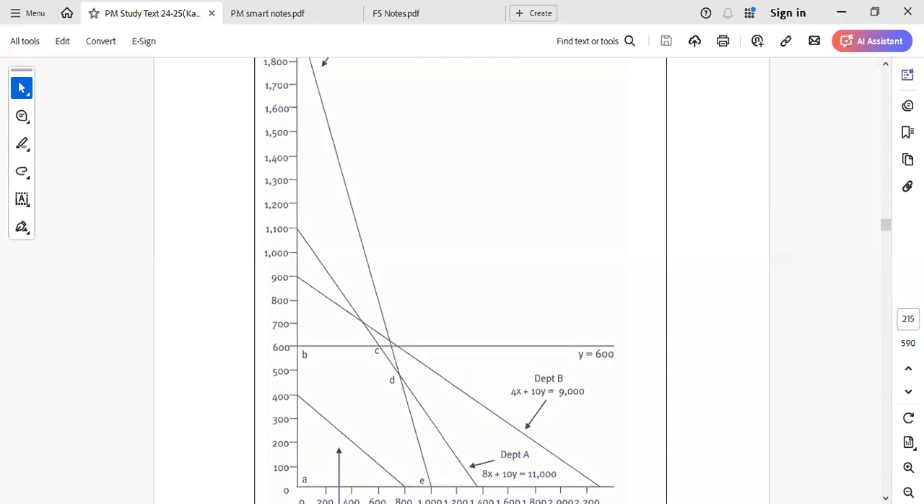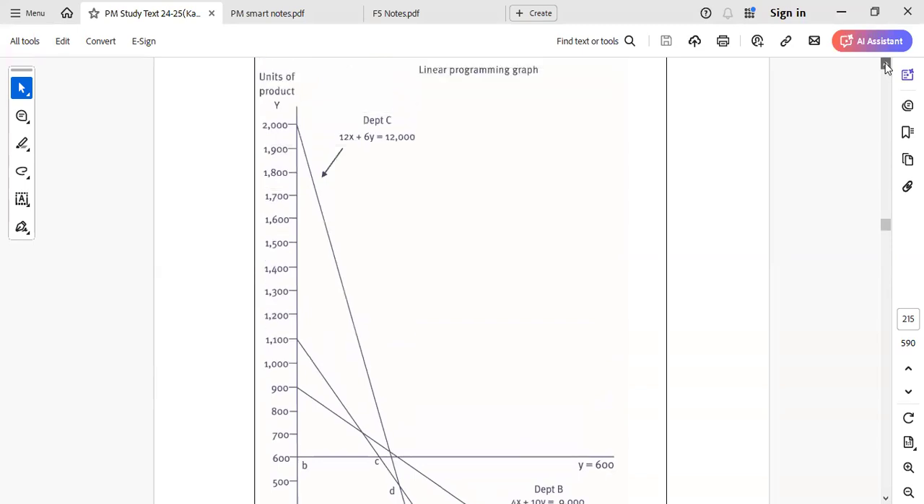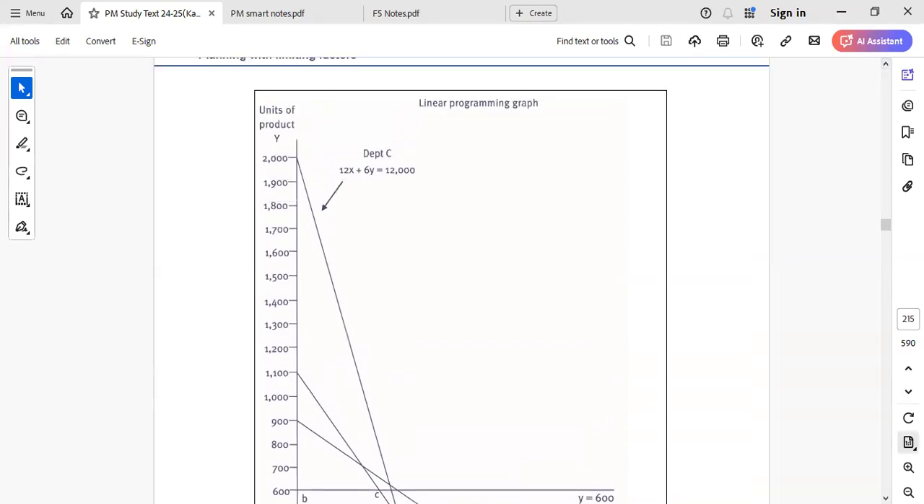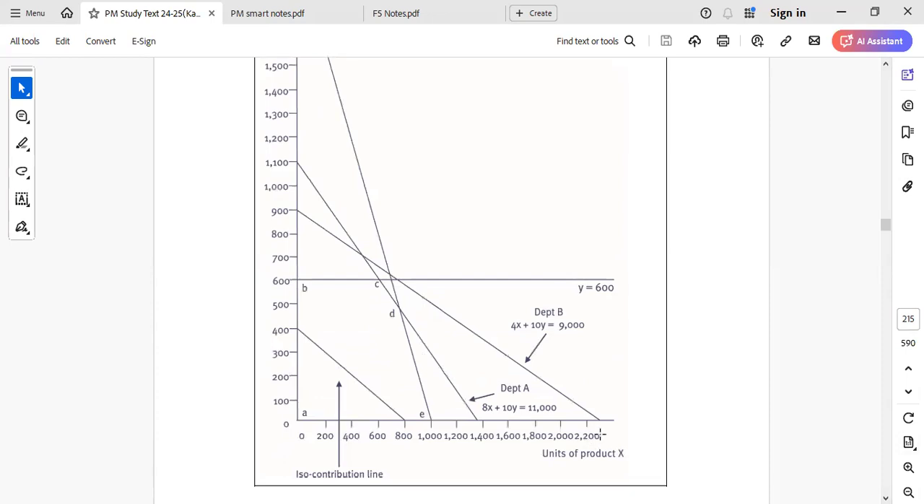This is the graph which is given in the exam. It starts from 100 and goes up to 2000. And the maximum units of X is 2280. That's why it goes up to 2500. The lines are drawn here. Department A. See the department A. This is your department A equation drawn.